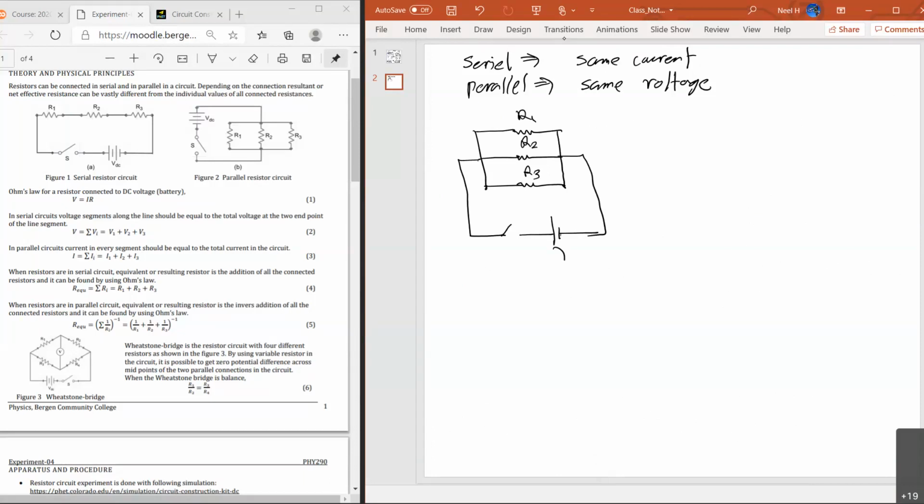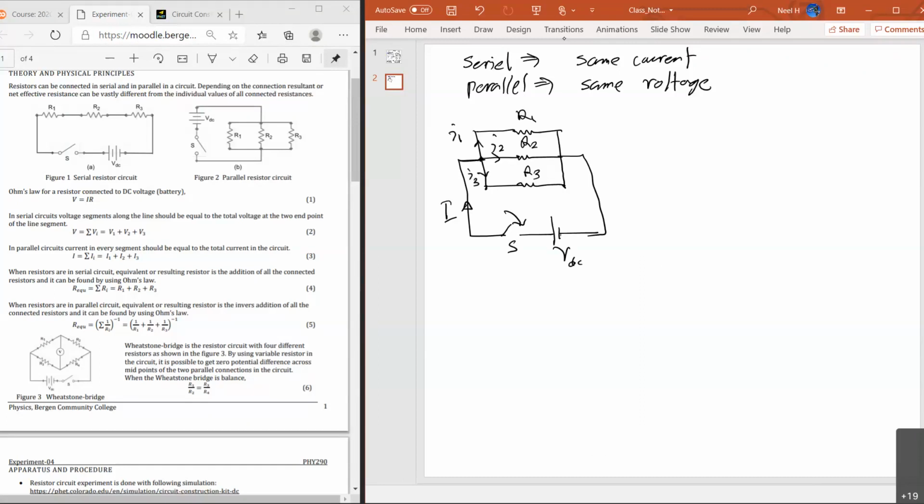Now this is the VDC, voltage source, and a switch. When I close the switch, a large current I will pass through here. But when it comes to a junction, this current will divide into sections, right? So the current will be I1 through R1, I2 through R2, I3 through R3.